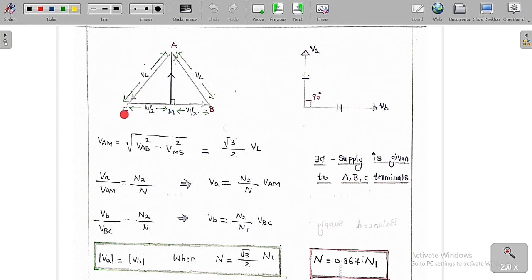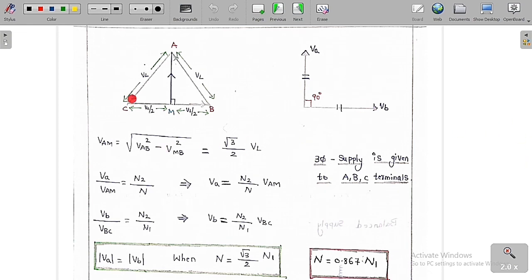Similarly, VBC and VB are always in phase. So these have lengths that are always the same, and you can see both are perpendicular to each other. Yes, this is possible. So this is called the balanced two-phase supply.